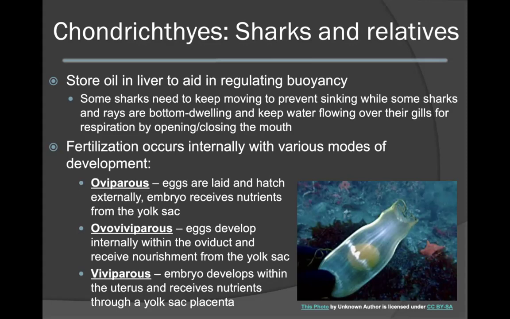Fertilization occurs internally. However, there are various modes of development. Development can be oviparous, where eggs are laid and hatch externally, ovoviviparous, where eggs develop internally, and viviparous, where live embryos are born and the embryo will develop within a uterus.